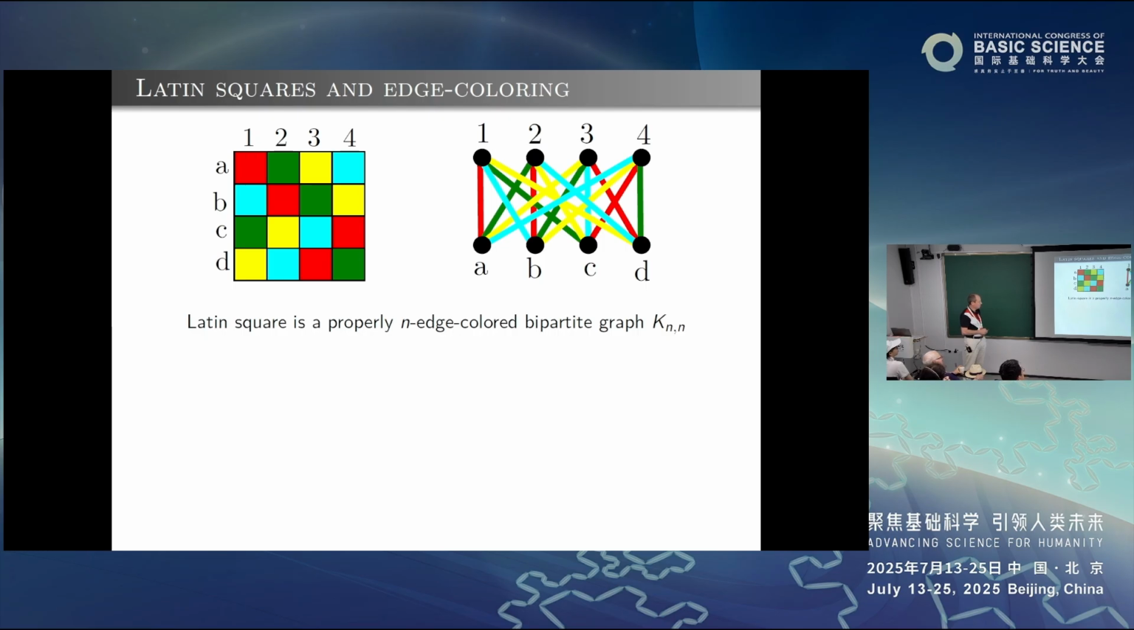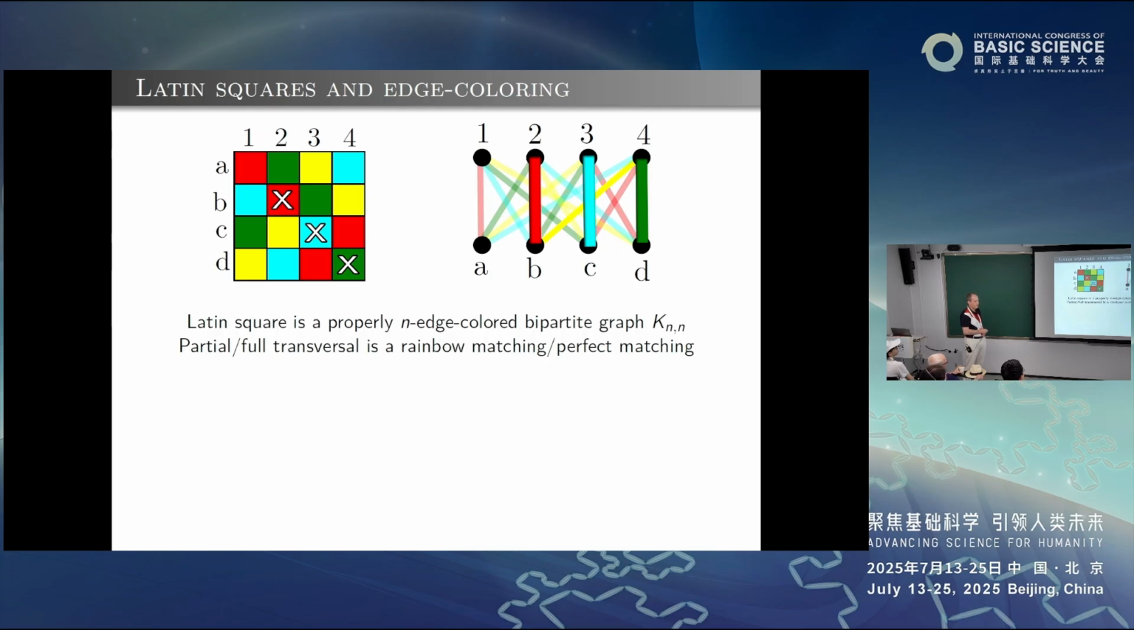And so what does a transversal correspond to? Actually, this Latin square does not have a full transversal. We'll talk in a second about this. So I drew you a partial transversal. These are 3 squares in different rows and columns which contain different colors. It corresponds to a rainbow matching, right? Therefore, finding transversals in Latin squares corresponds to finding rainbow matchings in a proper edge coloring of the complete bipartite graph.